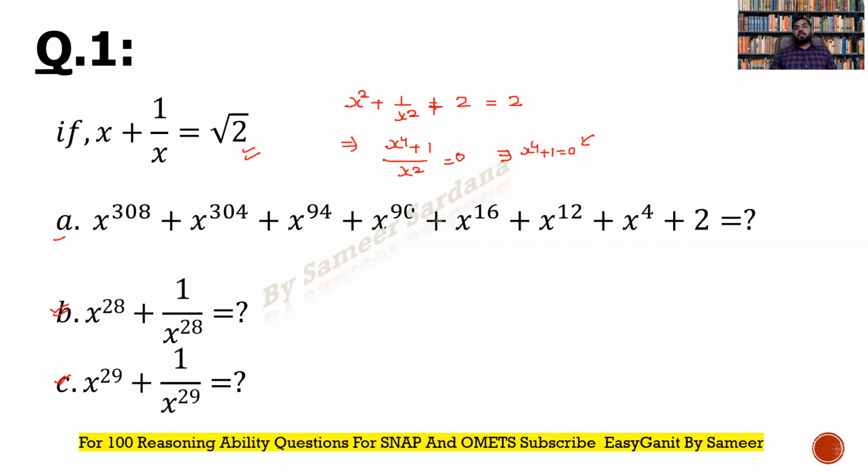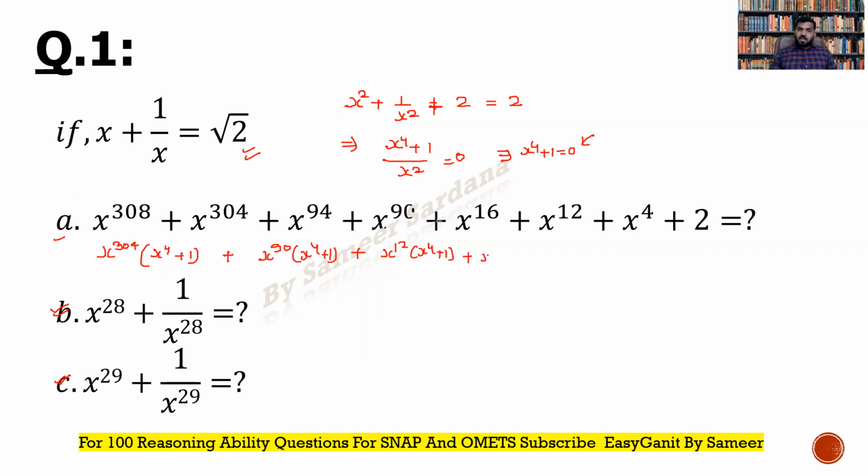Now, the moment you got it that x power 4 plus 1 is equal to 0, you can see that I can take x power 304 common in the first case. This will be x power 4 plus 1. Then if you take x power 90 common, you'll be having x power 4 plus 1. Then in the next, if I take x power 12 common, you'll be having x power 4 plus 1 in the bracket.